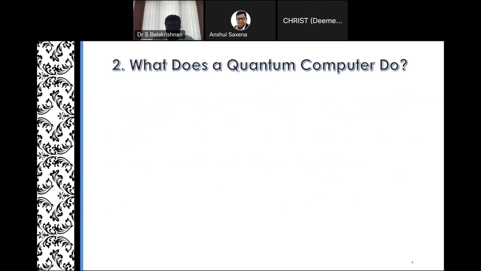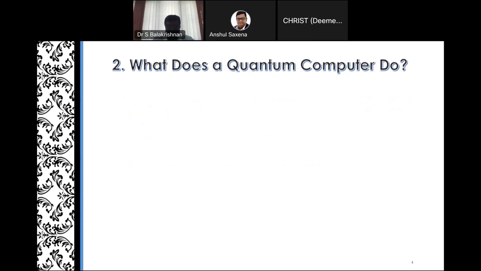And next, what does a quantum computer do? Actually, I already told you that the qubit is very important. So using qubits, quantum computers would bust through calculations that would take classical computers a long time, if they would even finish them.